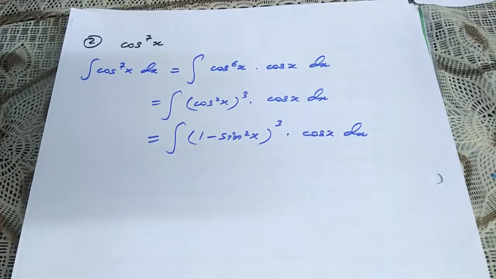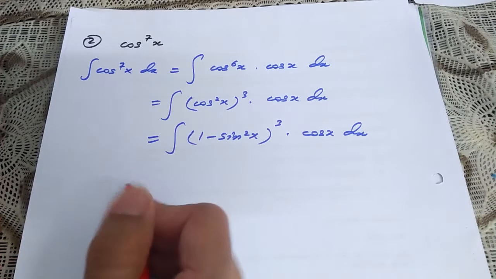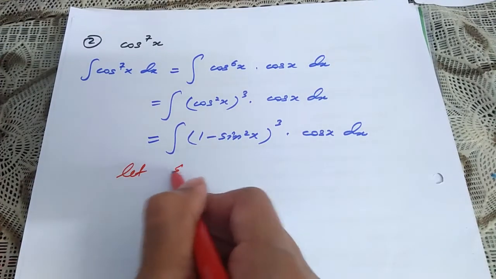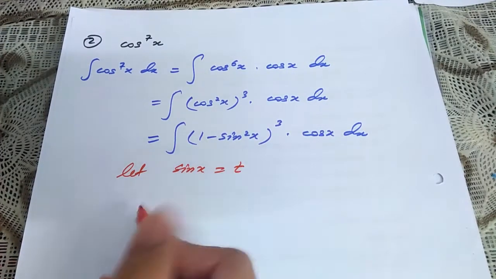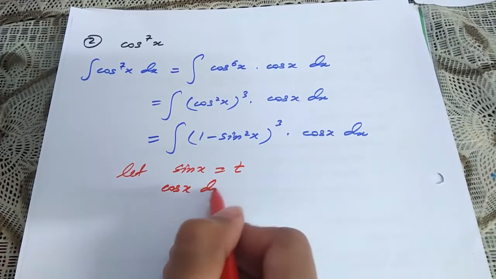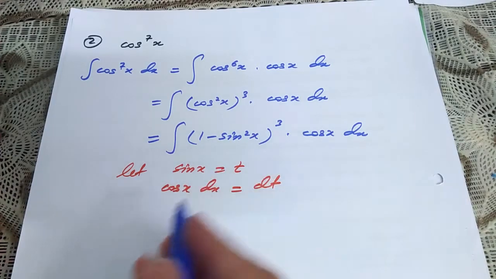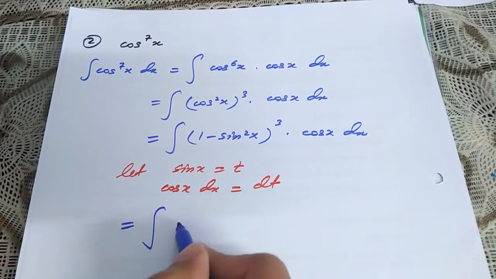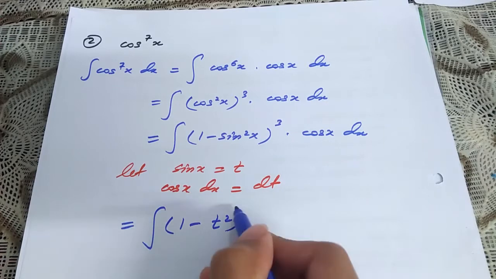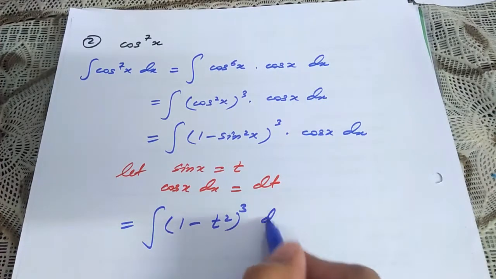Now let some substitution here. Let sine of x is equals to t. So this will be cos of x dx is equals to dt. Now replace the terms here in the back step. We will get here integration of 1 minus t square whole cube and cos of x dx is dt.